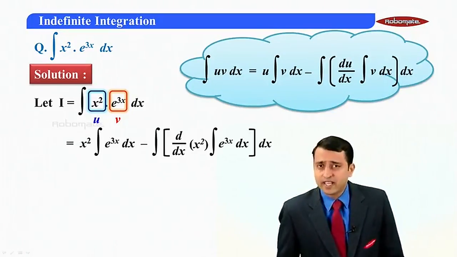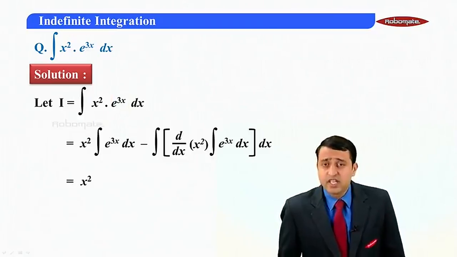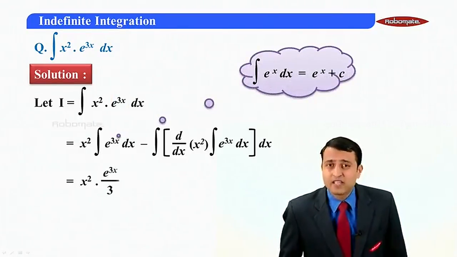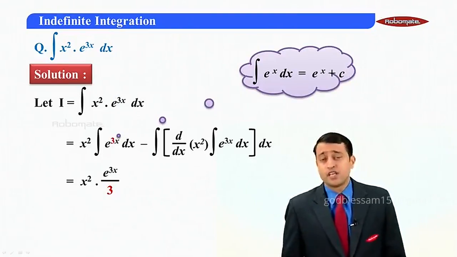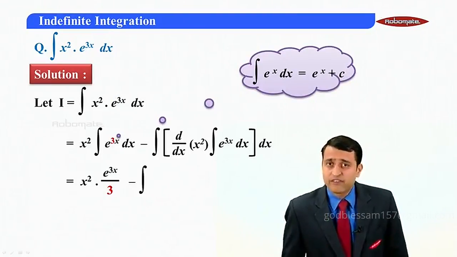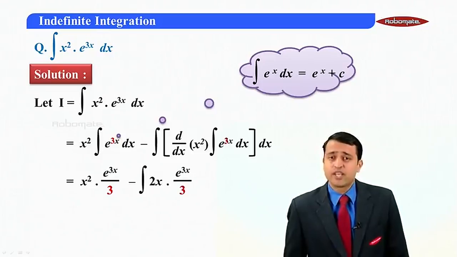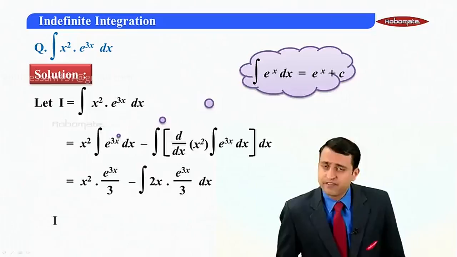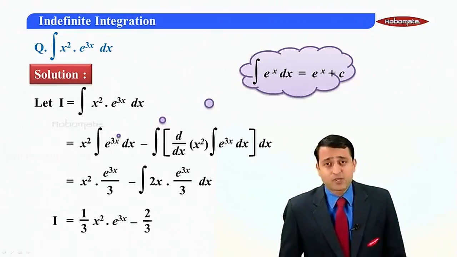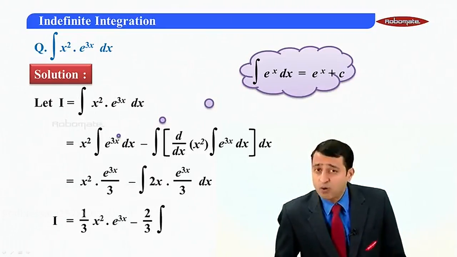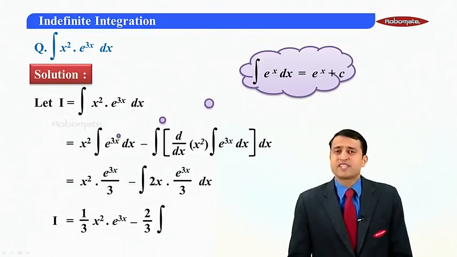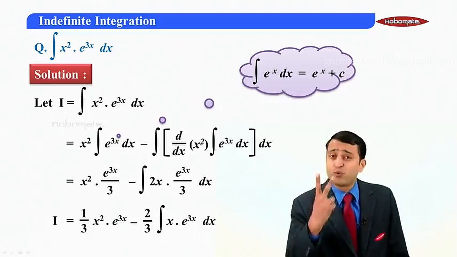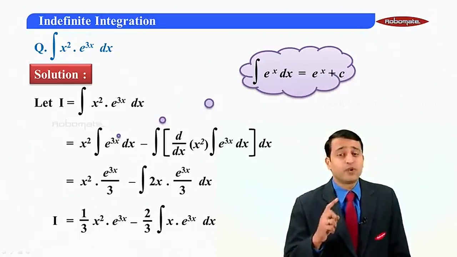So what we write in the next step is x square as it is. Integral of e raised to 3x will be e raised to 3x by 3 because the coefficient of x is 3. Likewise, minus of integral of 2x into e raised to 3x by 3, correct? Now, in the next step, the first part remains as it is. Minus 2 by 3, which is a constant, will be outside the integral, and what is left is x e raised to 3x dx.